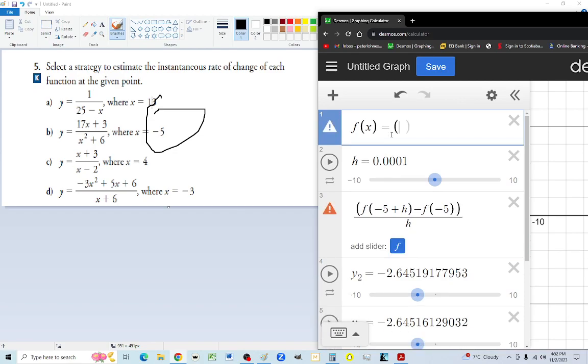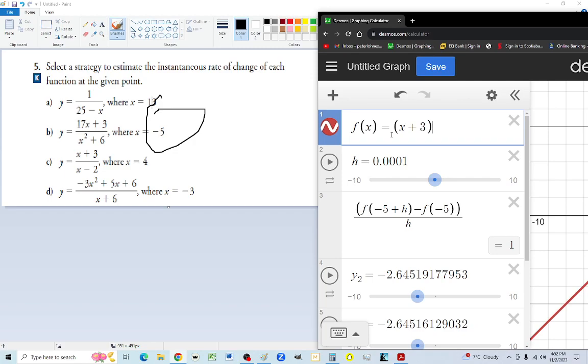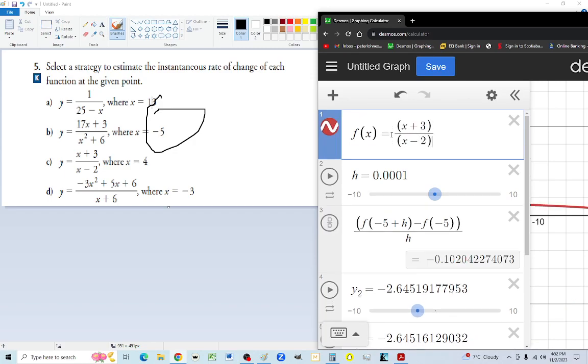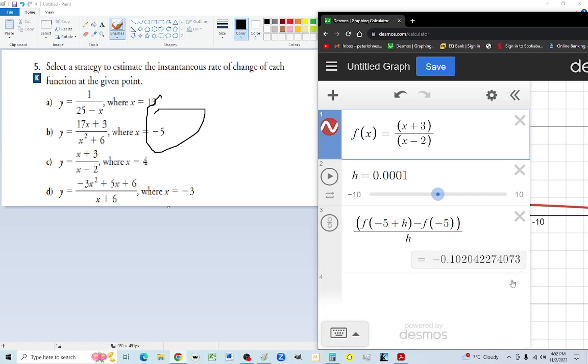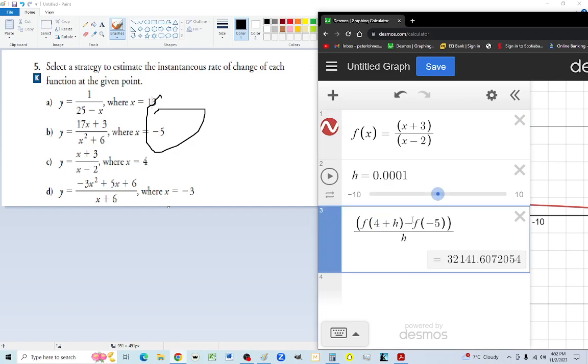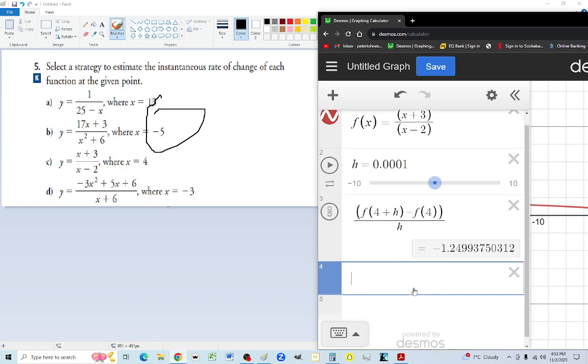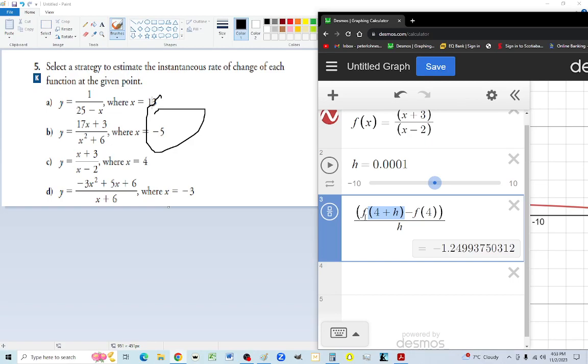We're talking about x plus 3 divided by x minus 2. And we're going to do, this time, it's for 4. And we get that. You can go the long way and you'll get the same answer, but essentially it's 4 plus my h, and then this is my y2 when I plug it into the function. And this is my y1, just f of 4, and then you're just dividing by h.